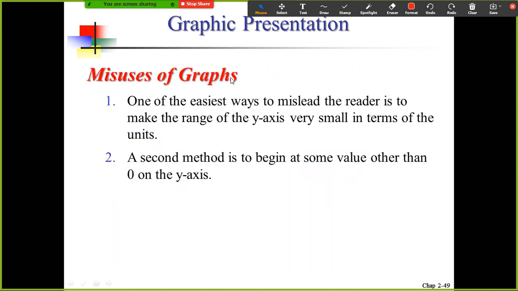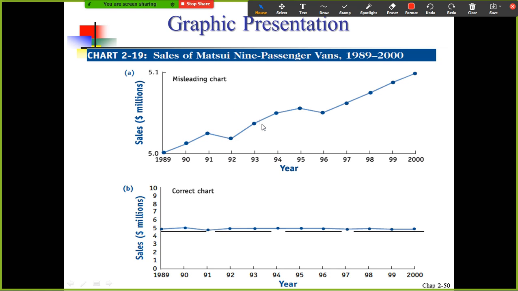Misuses of graphs, especially line charts. One of the easiest ways to mislead the reader is to make the range of the y-axis very small in terms of units. A second method is to begin at some value other than 0 on the y-axis. This is a misleading chart; it is wrong use. This is the correct one. Look at this one, and I want to hear your idea.